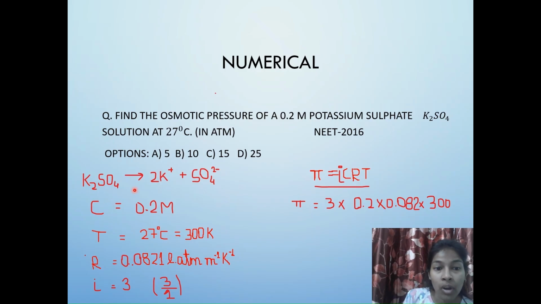So K2SO4 will break into K+ ions and sulfate, that is SO4 2- ions. 1 mole will break into 2 K+ and 1 SO4 2-. So in total, after dissociation, how many moles do you have? 3 moles, and initially it was 1 mole. So i, that is your Van't Hoff factor, will be 3/1, that will be 3. Now we have the concentration 0.2 molar, and your temperature, if we add 273 to it, will be in Kelvin and it will become 300 Kelvin.